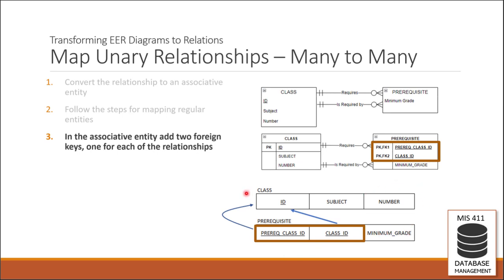Down below, you can see, again, for the most part, this is just what we've dealt with in associative entity mapping. The only difference is because you're dealing with the same relation twice, things get, visually at least, a little bit different, as well as, like I said, the naming convention for the fields. So here we see the prereq class ID and the class ID in the prerequisite relation table both reference the ID primary key in the class table. And that's all there is to unary relationships.